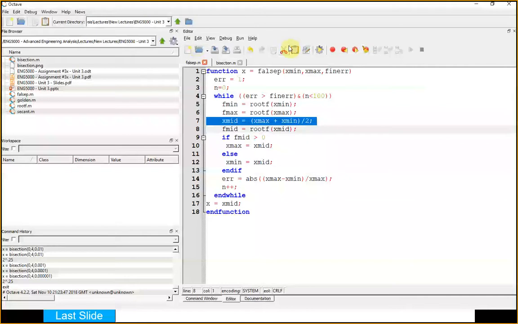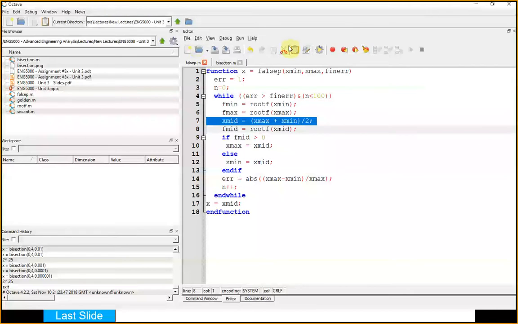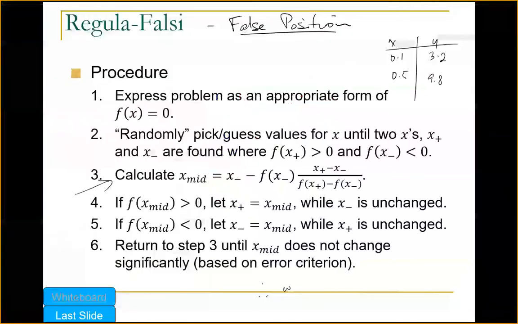Well, let me look. Probably it's okay. Let me check something. X mid equals F min. Hold on. I think it might be there now. Let me see. F min, X max minus F min, F max minus. Yeah. So you guys are there now. That's correct.